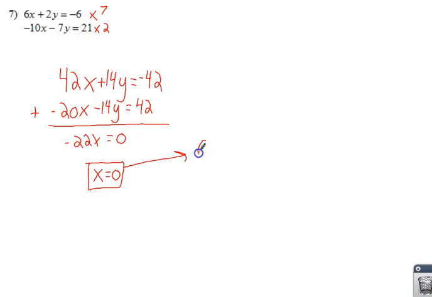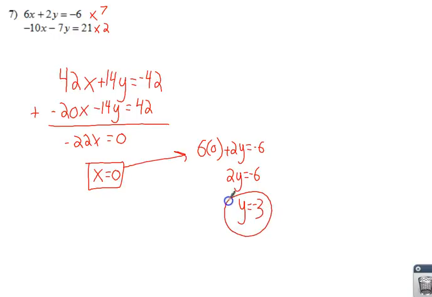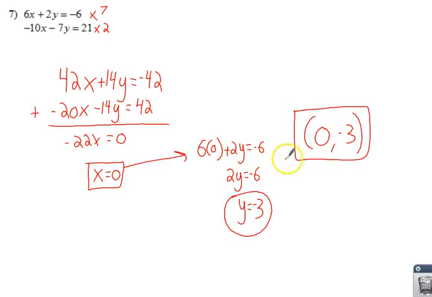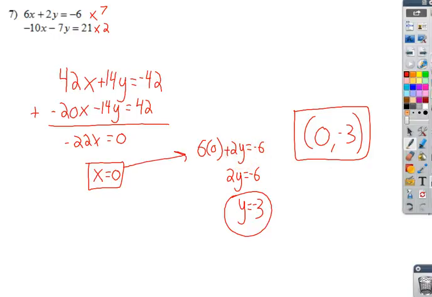So I'll put it in the top equation this time. 6 times 0 plus 2y equals -6. I get 2y equaling -6. It's y equaling -3. Oh, happy days are here again. Circle your answers or write it as a coordinate point. Let's keep on trucking, shall we?